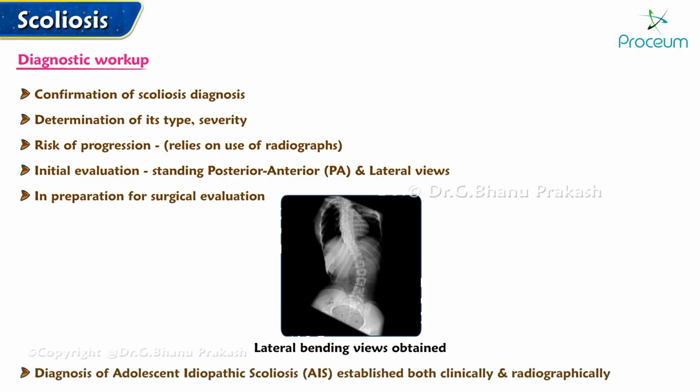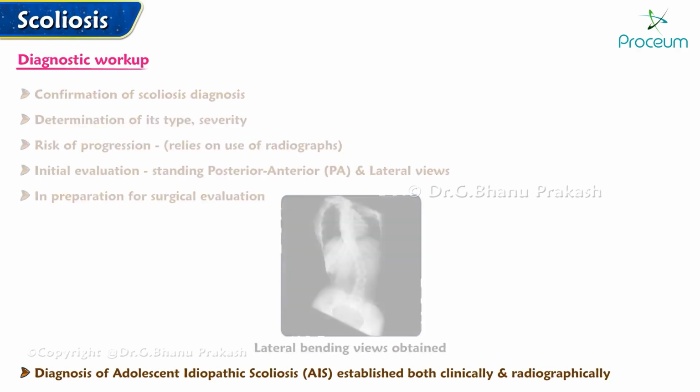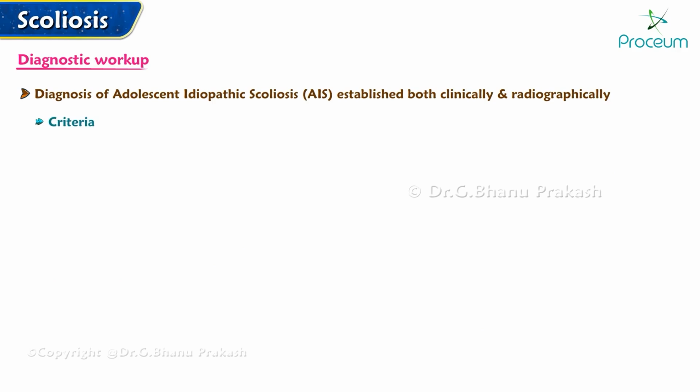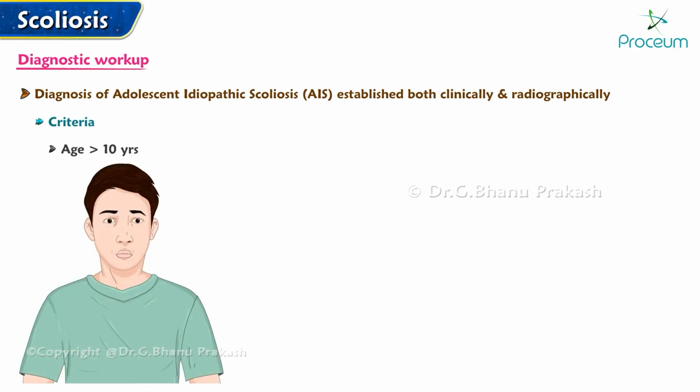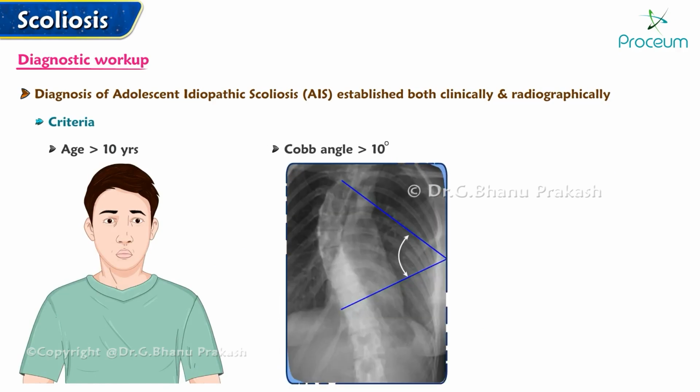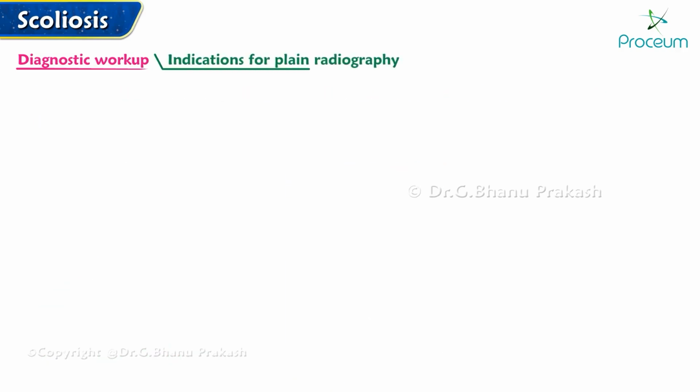The diagnosis of adolescent idiopathic scoliosis is established both clinically and radiographically. The criteria for adolescent idiopathic scoliosis include an age greater than 10 years, a Cobb angle exceeding 10 degrees, and the exclusion of other potential causes for scoliosis. Let's go through the indications for plain radiography. Plain radiography is suggested in the following scenarios.